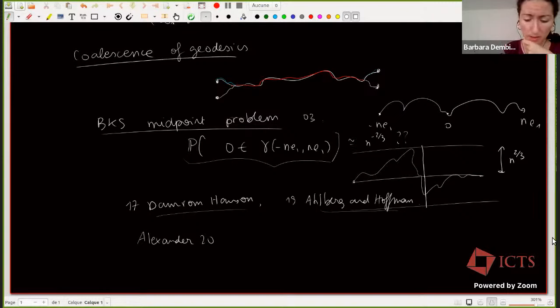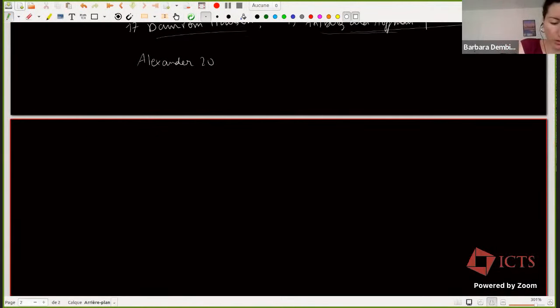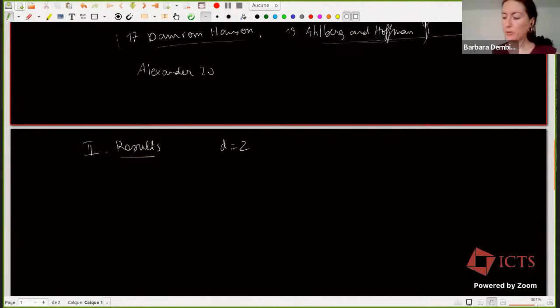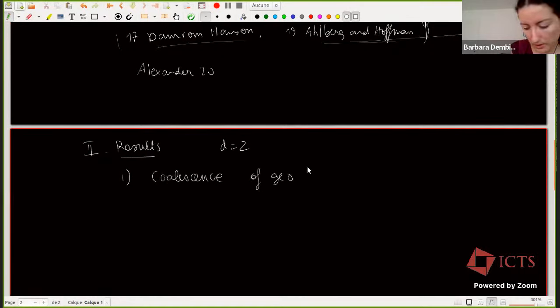So these are the two problems we are interested in. If you have any question, that's a good moment to ask. If everything is clear, I can now present the results. And here again, it's in dimension 2, and these two results here were also in dimension 2. So let me first state the result about coalescence of geodesics.